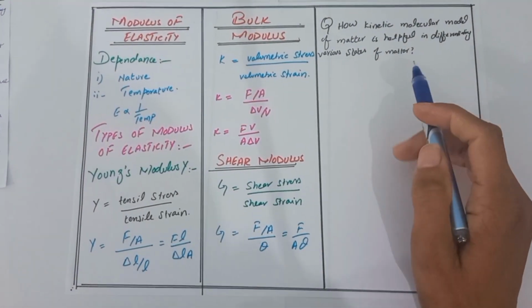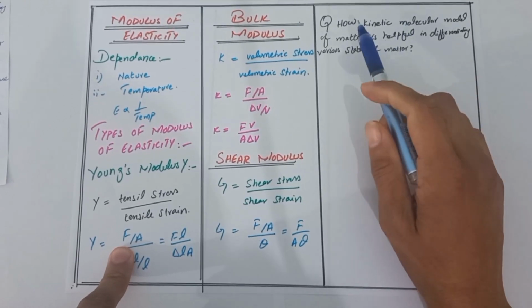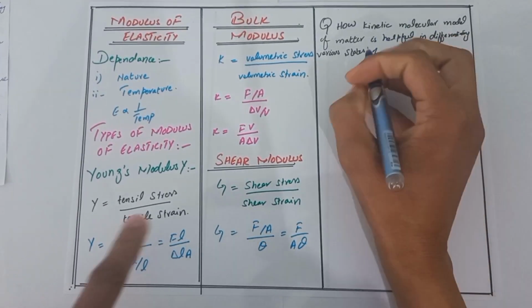Assalamualaikum students. Today we discuss various questions related to this chapter, that is, properties of matter. First question: how is the kinetic molecular model of matter helpful in differentiating various states of matter?